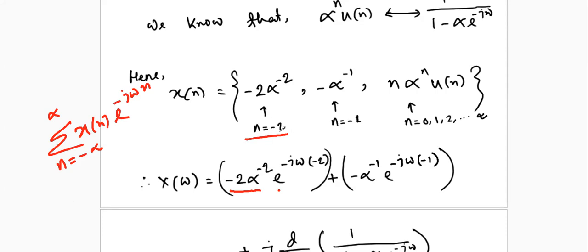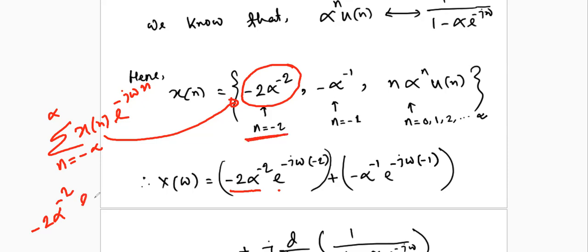Then the value will be x[n] at the particular location minus 2, that is minus 2 alpha to the power minus 2, and then e to the power minus j omega times minus 2. So we can write it like this. Plus, again, this one is your x[n] for n equals minus 1, multiplied with e to the power minus j omega times minus 1.